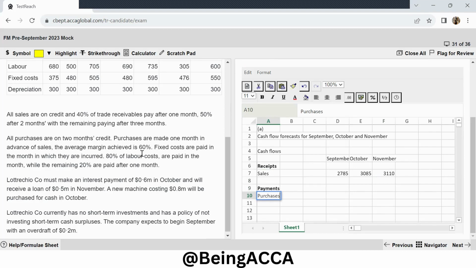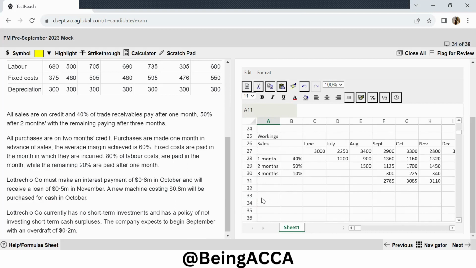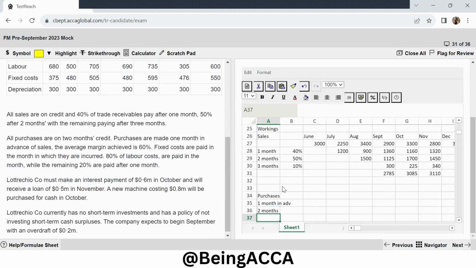So let's find out the working for purchases as well. So I can write that this pertains to my purchases. It is mentioned that we are buying 40% of sales. The average margin is 60%. That means 40% is our cost, 40% of our sales value, right? So we are ordering a month in advance, and then we are also getting 2 months of credit on them, right?